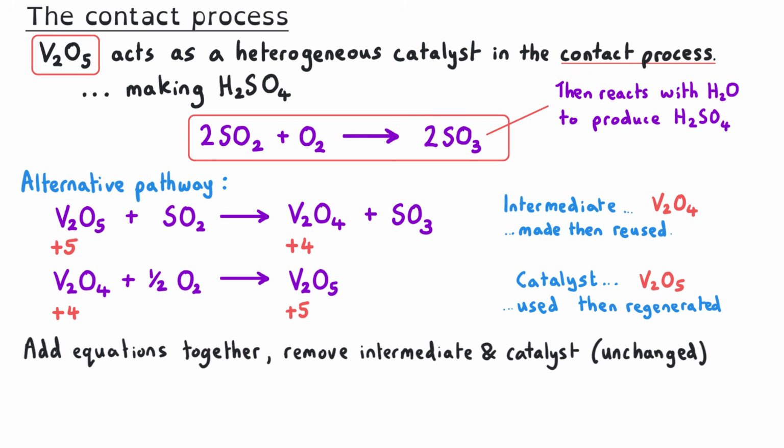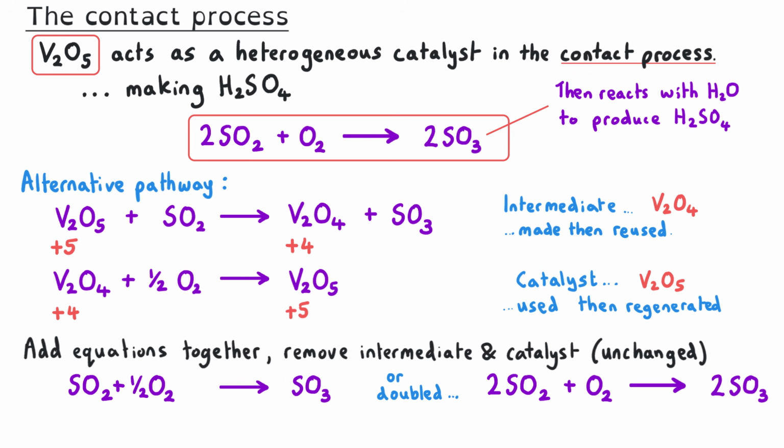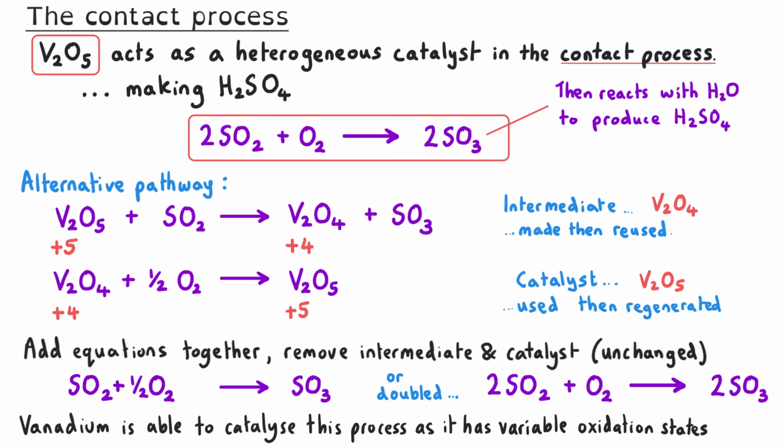If we then add those equations together, remove the intermediate and the catalyst because they are unchanged, we get the same equation as before. Sulfur dioxide reacts with oxygen to produce sulfur trioxide. This shows that the vanadium 5 oxide provides an alternative pathway for the reaction, and it can catalyze this process as it has variable oxidation states.